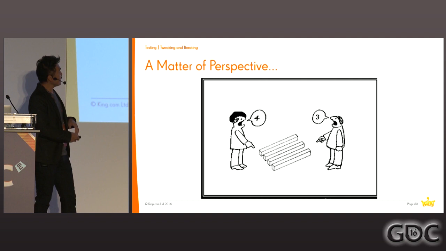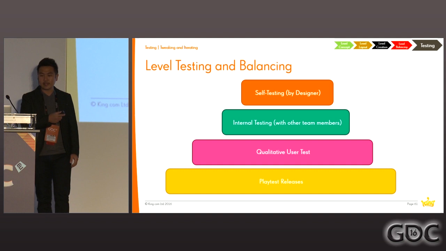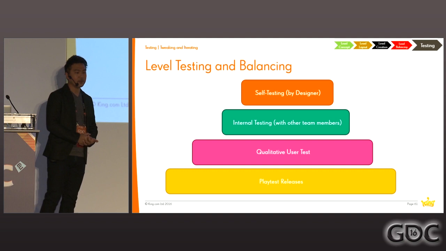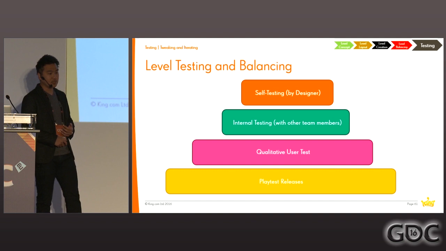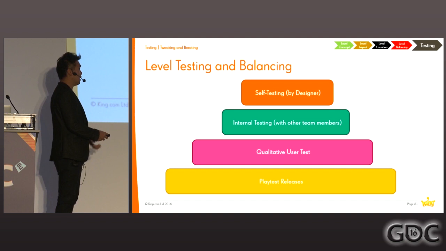So it's super important that we have different modes of testing. The general testing cycle at King looks a little bit like this when you create levels. You start the level, you create it, and you self-test it, I would say an average of 15 to 20 times, where the designer plays it to make sure that everything is okay. Then there's some degree of internal testing, where you test with other designers and other people in the team to see what everybody feels about it. Is it fun? Is it easy? Is it hard? Once that's ready, you send it out for qualitative user tests.